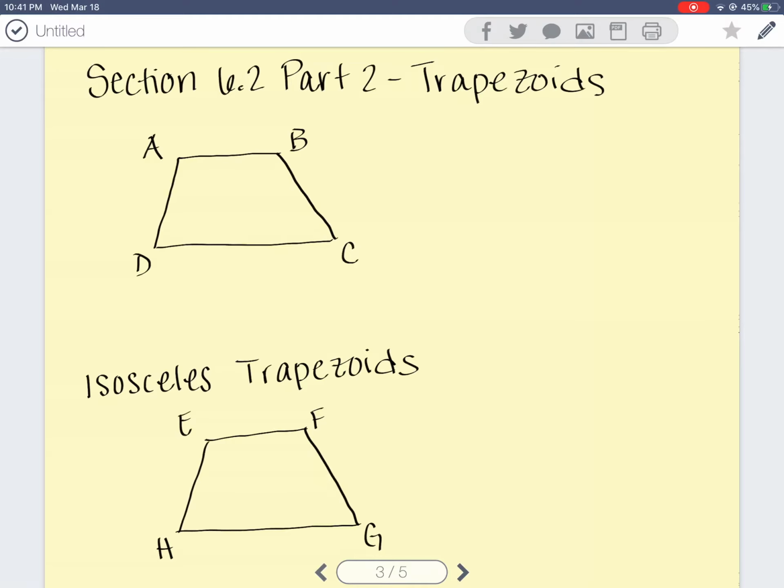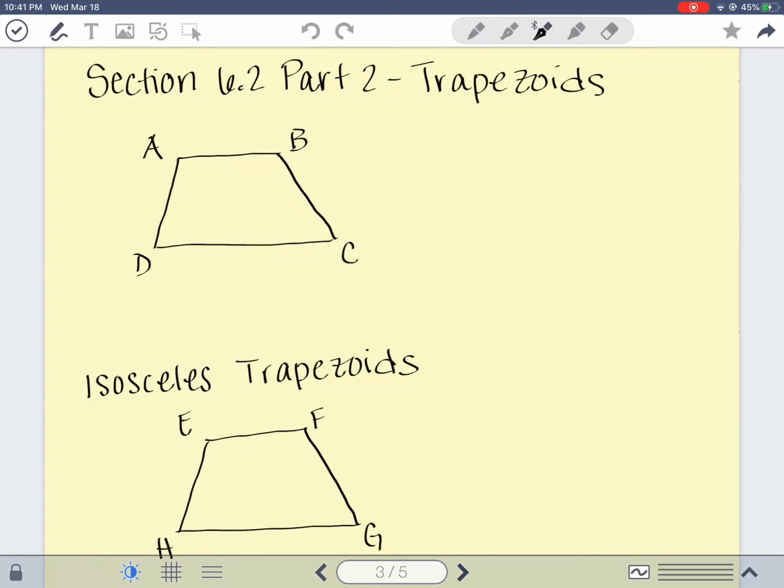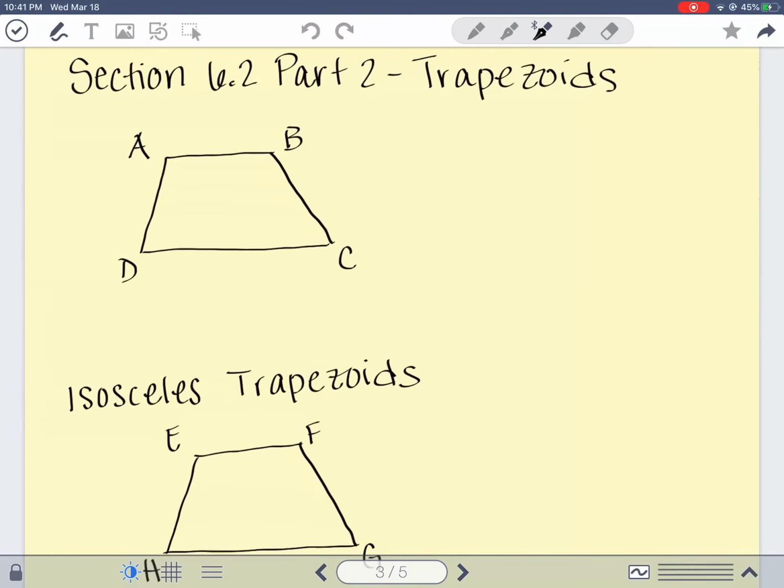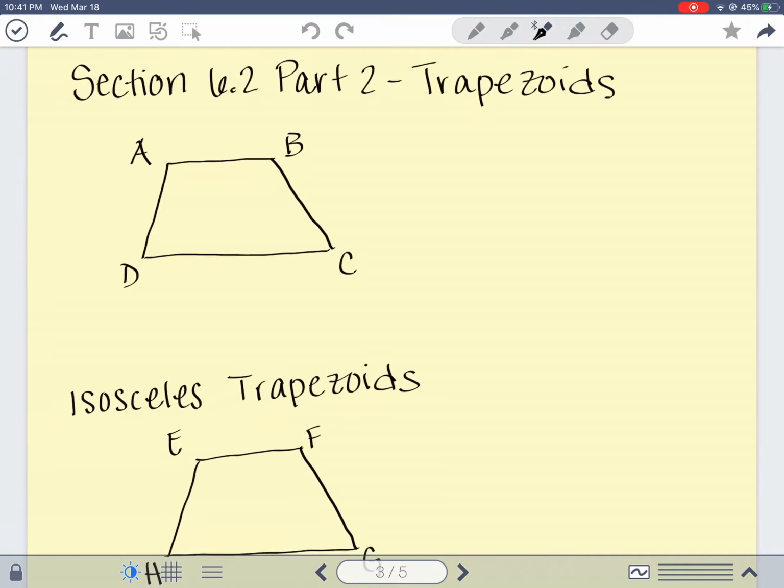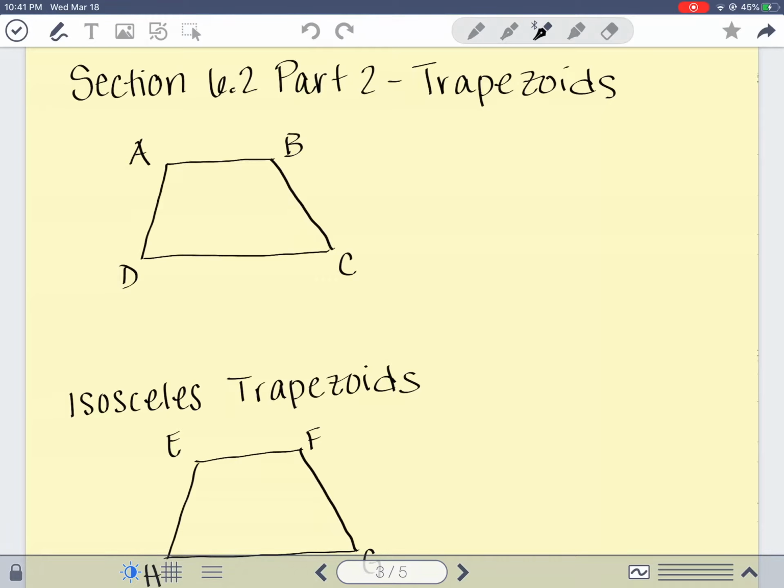Alright guys, we are getting into the next part of the section. We are still in section 6.2, but part 2, now we are focusing on trapezoids. Remember, a trapezoid is a quadrilateral. It has one pair of opposite sides that are parallel, not necessarily congruent, until we get into isosceles trapezoids, but they have one pair of opposite sides that are parallel.